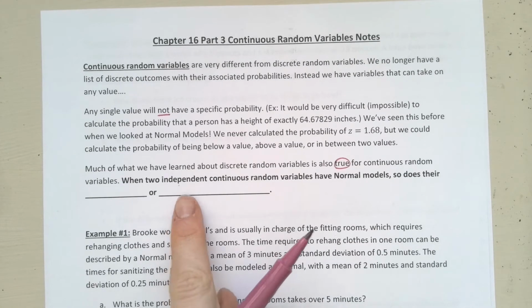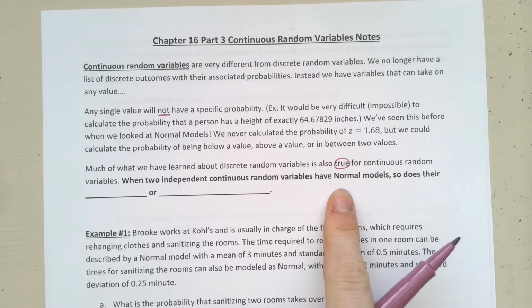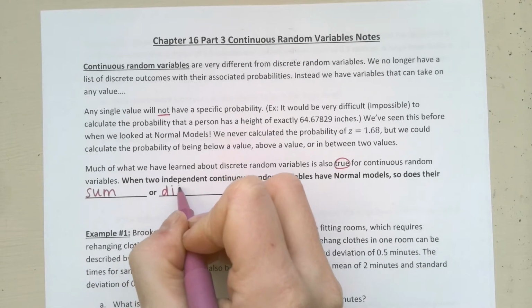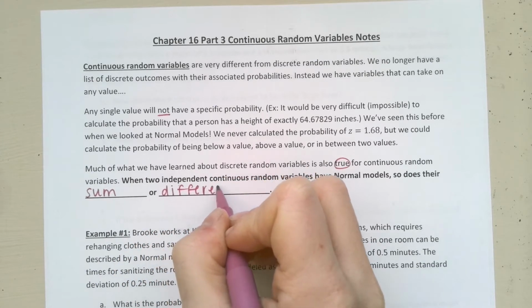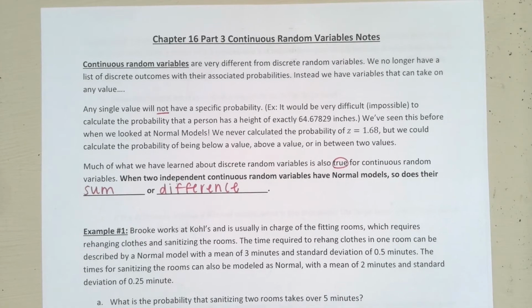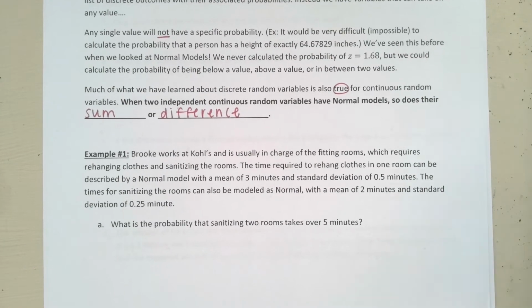Okay, so when two continuous random variables have normal models, so does their sum or their difference. So if I was looking at one random variable for height that followed a normal model, and then I looked at another random variable for weight that follows a normal model, when I either add or subtract height and weight, that will still follow a normal model. So let's go ahead and take a look at what this looks like through an example.